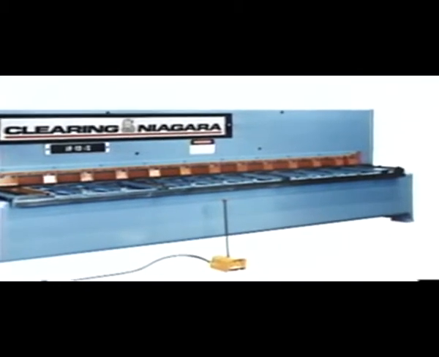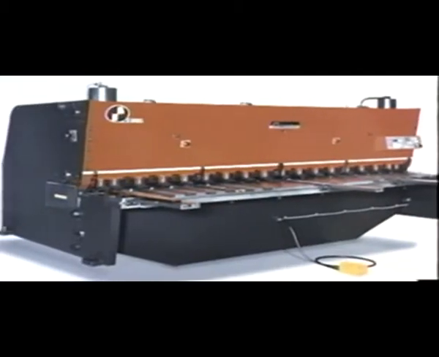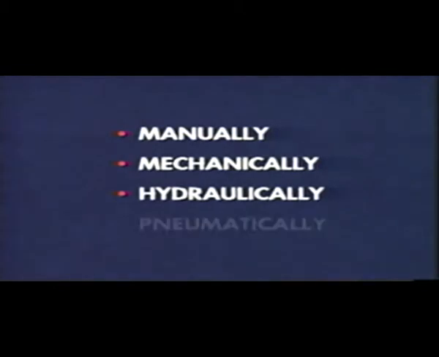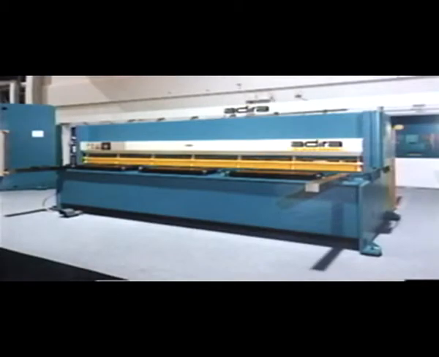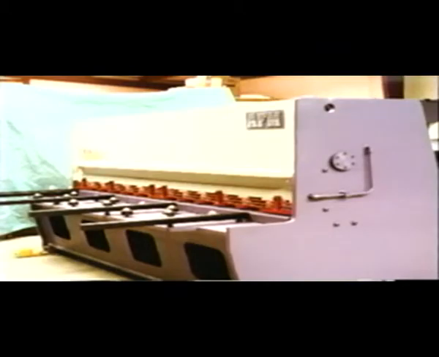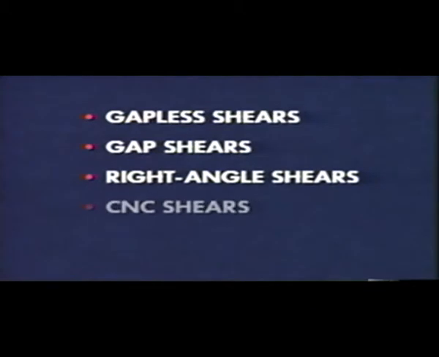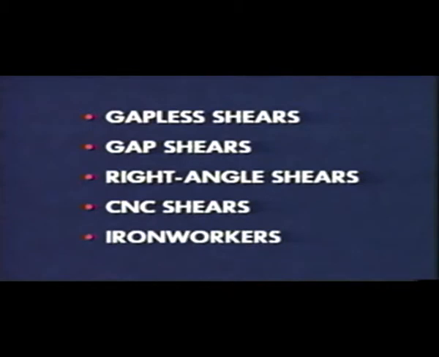Shears are made in a wide variety of sizes and styles. They can be classified by the way the crosshead is powered, either manually, mechanically, hydraulically, or pneumatically. Or shears can be classified by the type of work they were designed to perform. The most common shear designs include gapless shears, gap shears, right-angle shears, CNC or computer numerical control shears, and iron workers.